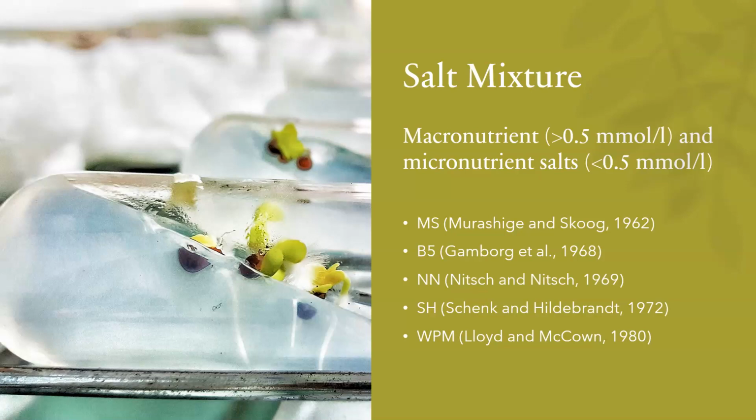Basic media that are frequently used for plant cell and tissue culture include MS or Murashige and Skoog medium and Gamborg B5 medium. Other formulated media such as NN medium, SH medium, and WPM medium are also available for different culture systems. Different plant systems have different nutritional requirements, and therefore there is no single medium which can be used for tissue culture for all the plants.